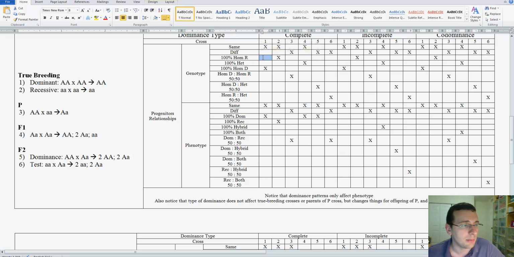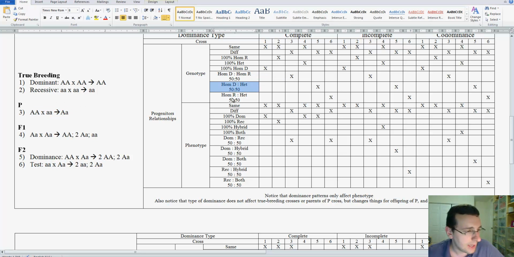Now, what if the word problem says all the parents are homozygous recessive? This is a cross between true breeders, so this is a true breeding cross. The same thing for all the parents being homozygous dominant. What about if they say all the parents are heterozygous? They're talking about the F1 cross, so make sure you identify that. What if they say half the parents are homozygous dominant and half the parents are homozygous recessive? They're talking about the P cross. So you should be able to find that.